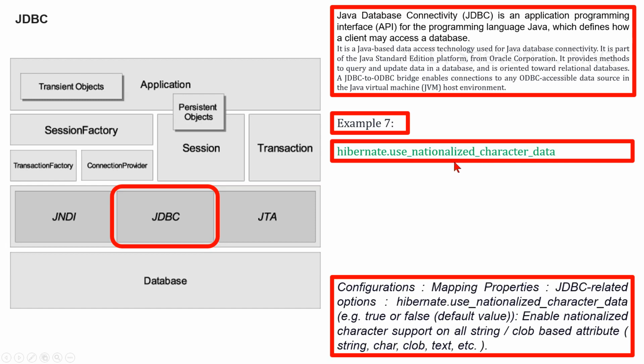Now we are considering JDBC related options in mapping properties in configuration. Here, hibernate.use_nationalized_character_data, for example true or false, is the default value. It enables nationalized character support on all string or clob based attributes: string, char, clob, text, etc.